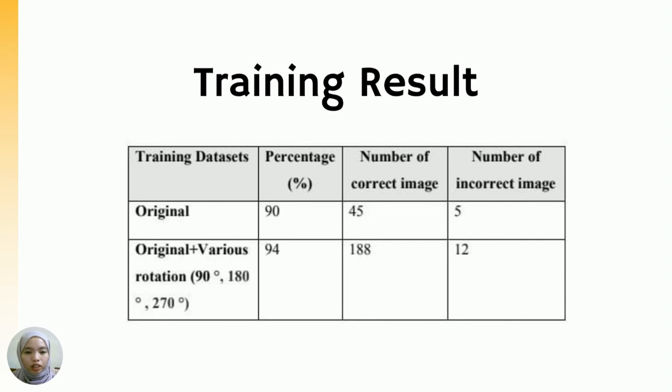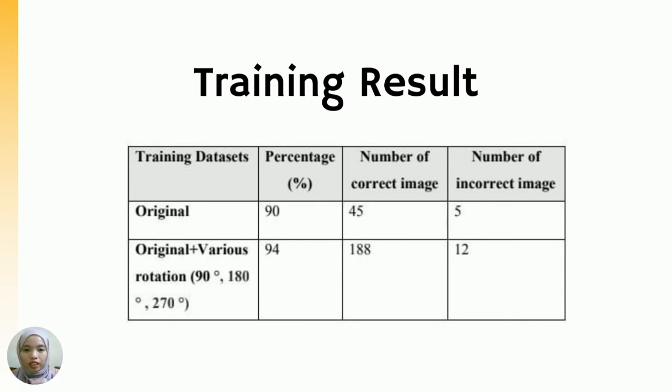So the first one is by using the original data set, and the next one is by using the original and also the various rotation data sets. So for the original, the percentage obtained is about 90%, where the number of correct images is 45 and the number of incorrect images is 5. So for the original and various rotation, the percentage is about 94%, where the number of correct images is 188 and the number of incorrect images is 12.